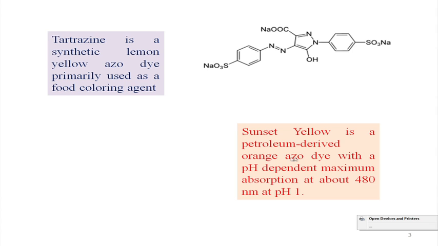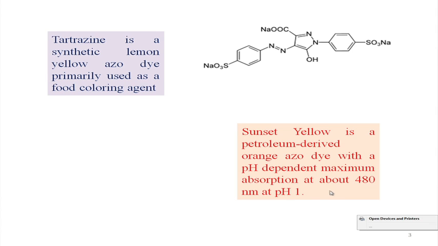Then another example of azo dye, on a similar line, which can also be used for detection as a coloring matter, is sunset yellow. It is a petroleum-derived azo dye, because the petrochemicals, we all know, are chemicals that we get from petroleum products, and it depends on maximum absorption at about 480 nanometers. So, you see now the lambda max is labeled. The dye is labeled with the corresponding lambda max value of 480 nanometer at some acidic pH value.